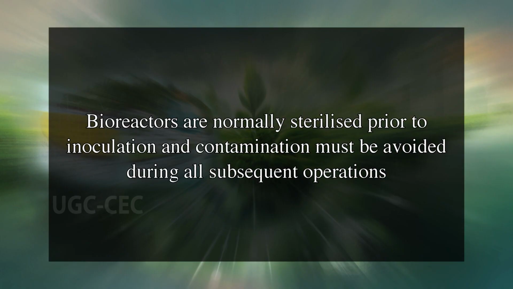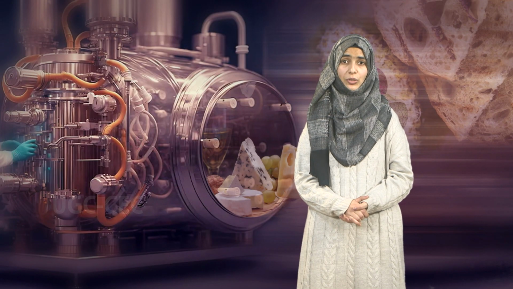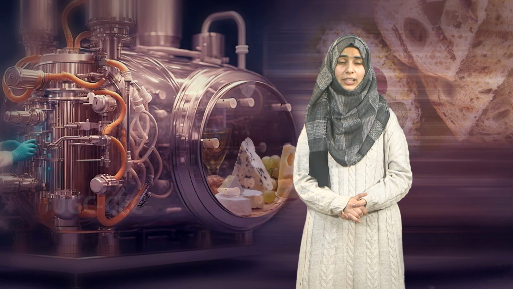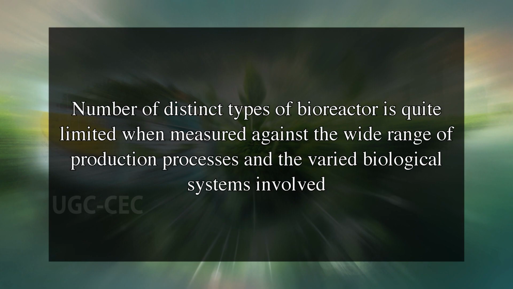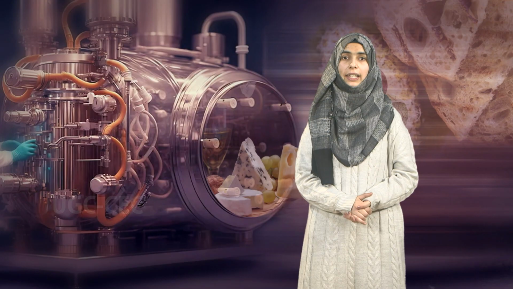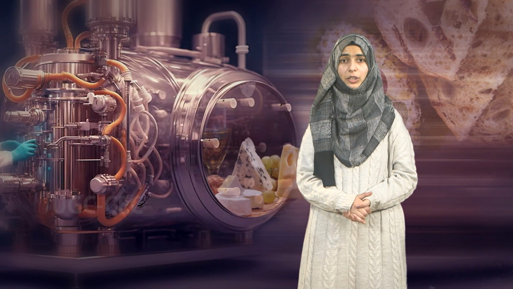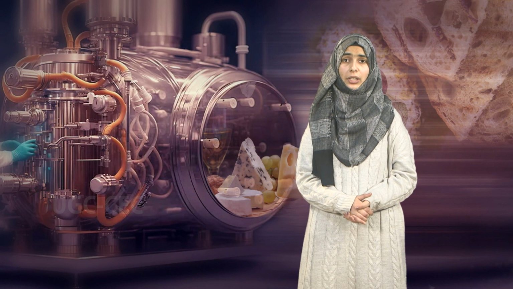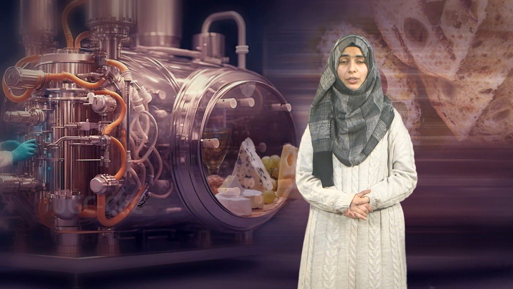Bioreactors are normally sterilized prior to inoculation, and contamination must be avoided during all subsequent operations. If contamination occurs during the cultivation, this will invariably lead to process failure, since more often the contaminant can outgrow the participating monoculture. The number of distinct types of bioreactors is quite limited when measured against the wide range of productive processes and the varied biological systems involved. In industrial practice, the CSTR now occupies a dominant position and is virtually the only bioreactor design used in full-scale bioprocessing.